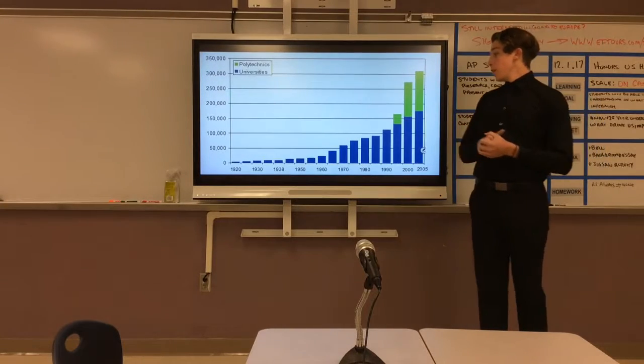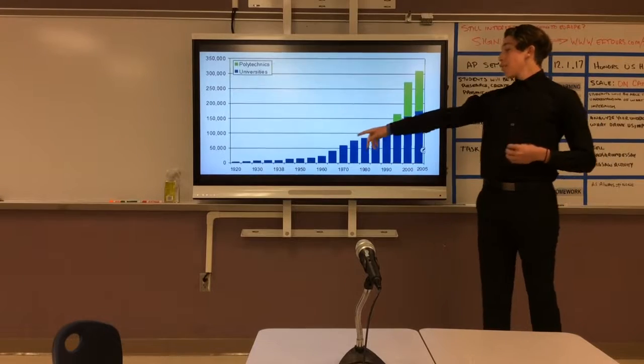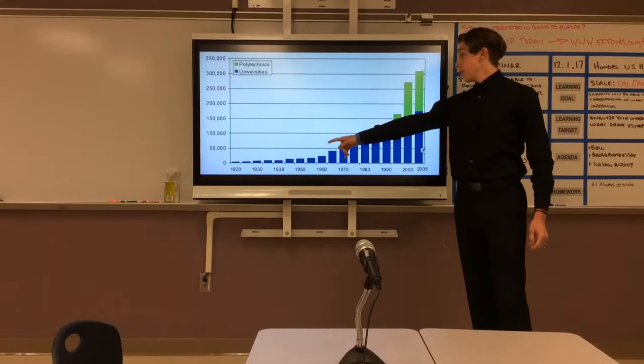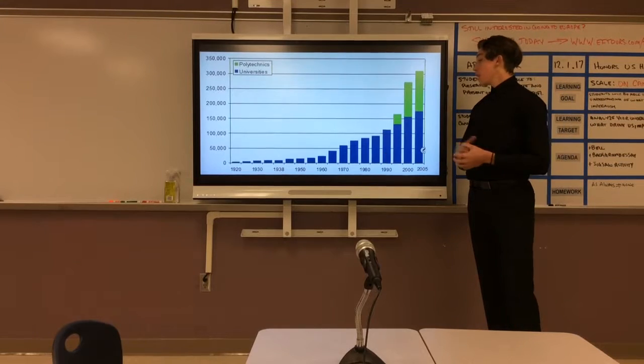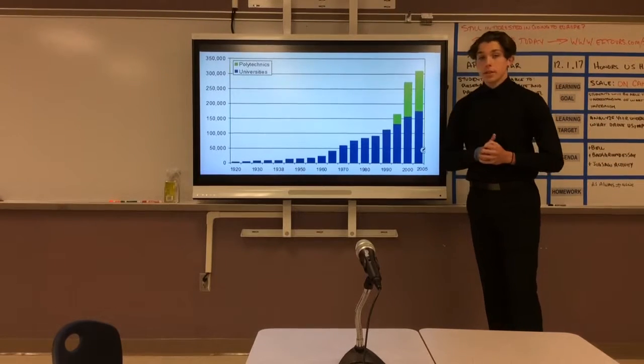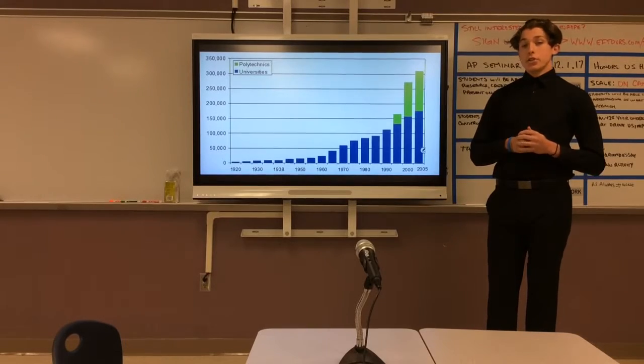Here we have another graph that shows the enrollment in universities and polytechnics. Not even 5,000 people attended universities in 1920, and around 1990, over 100,000 people attended different universities. This is because of the help of new learning strategies and technology.